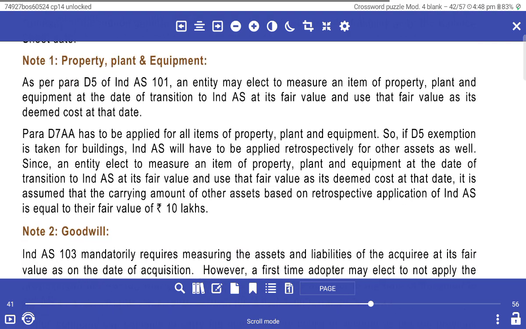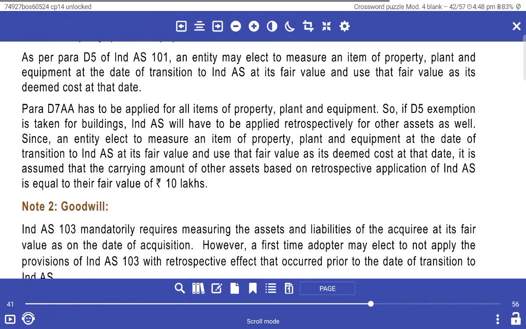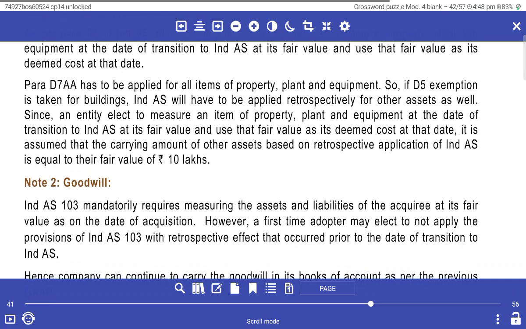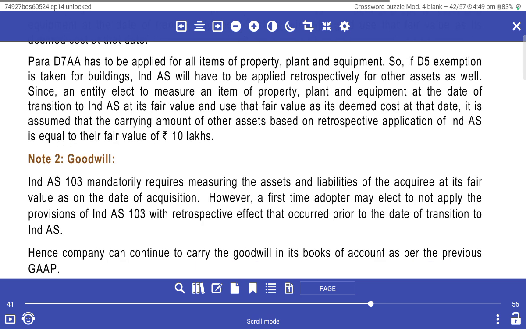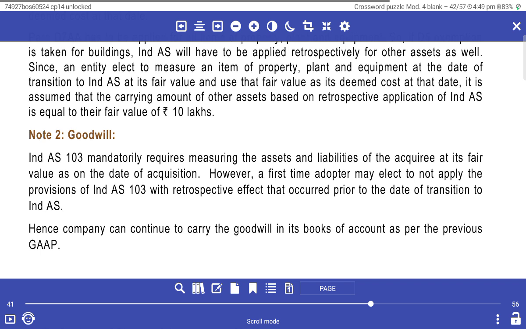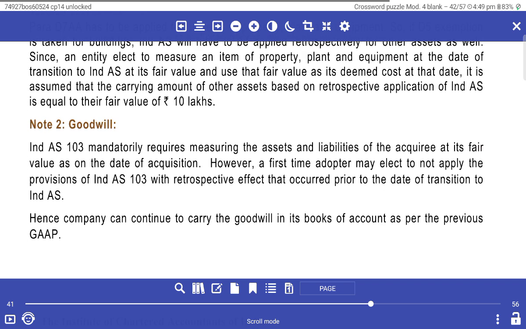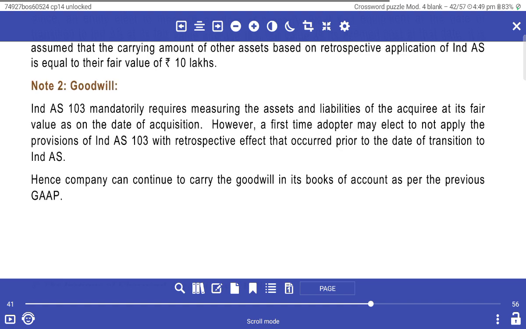Plant and property equipment. As per the Ind AS 101 deemed cost exemption, the entity may elect to measure the item of plant and property equipment at the date of transition to Ind AS at the fair value and use the fair value as deemed cost at that date. Para D7AA has been applied to all the items of plant and property equipment. So the deemed cost exemptions taken need not be applied retrospectively to other assets as well, since the entity elects to measure items of plant and property equipment at the date of transition to Ind AS at the fair value, using the fair value as deemed cost, and it assumes that carrying value of the asset is based on the retrospective application. The fair value of the plant is 10 lakhs.